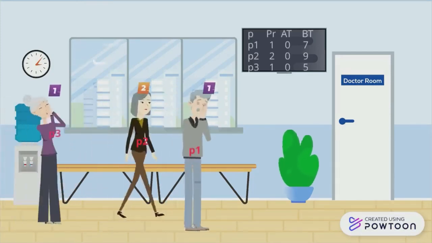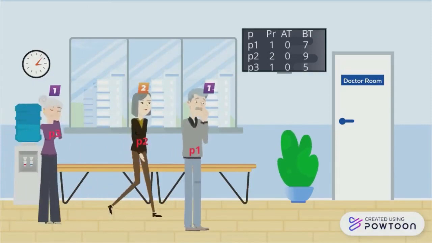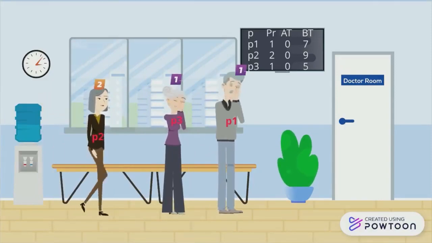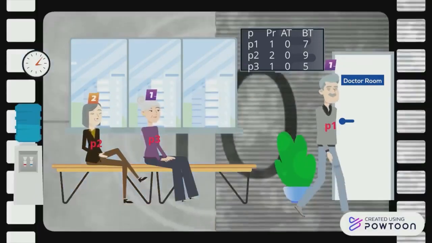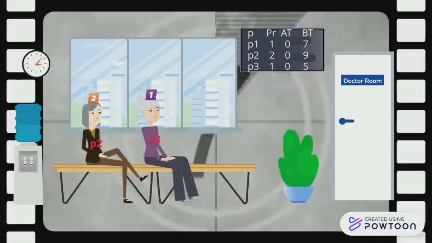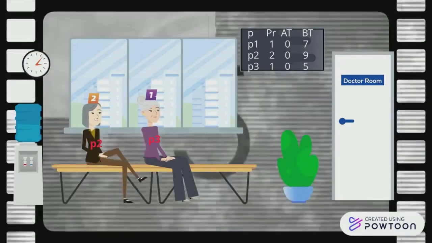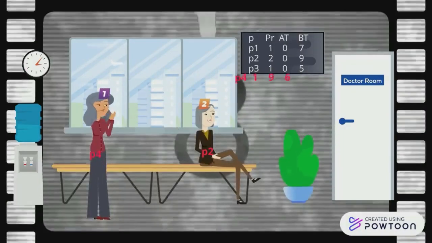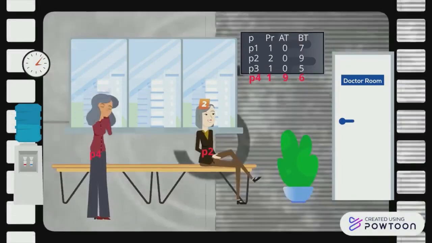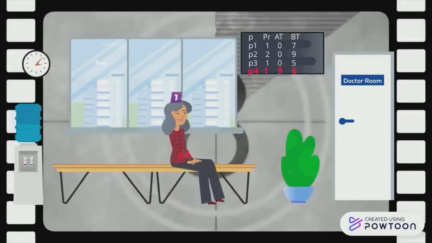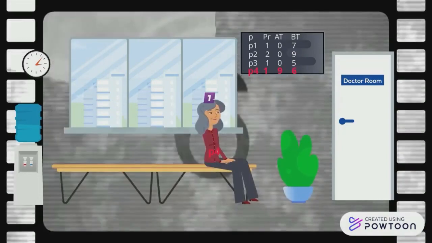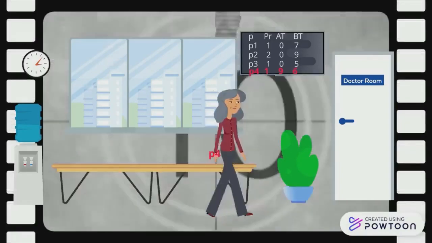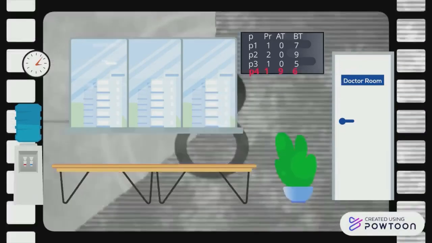P1, P2, P3 arrive at the same time. They switch the position based on priority. P1 coming in. The burst time is 7 minutes. P3 coming in. Burst time is 5 minutes. P4 arrived at 9 minutes. P2 coming in. Burst time is 9 minutes. P4 coming in. Burst time is 6 minutes.